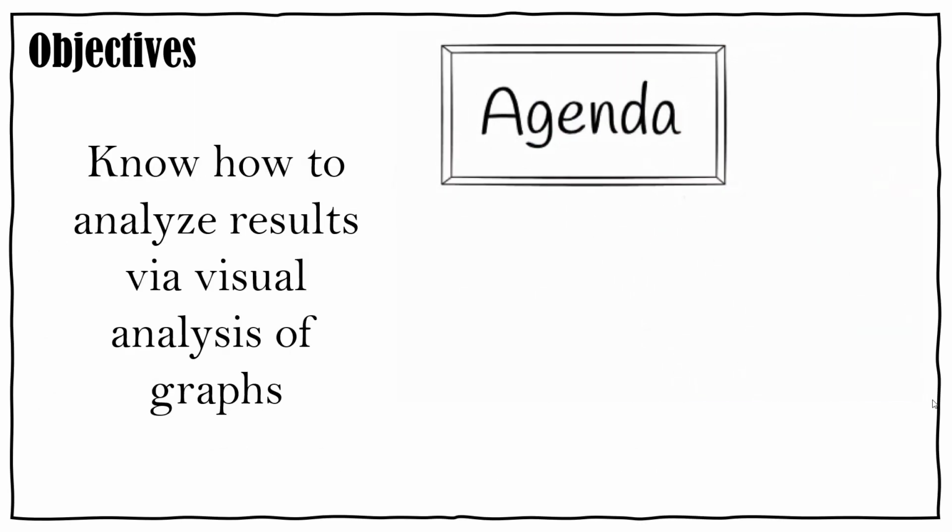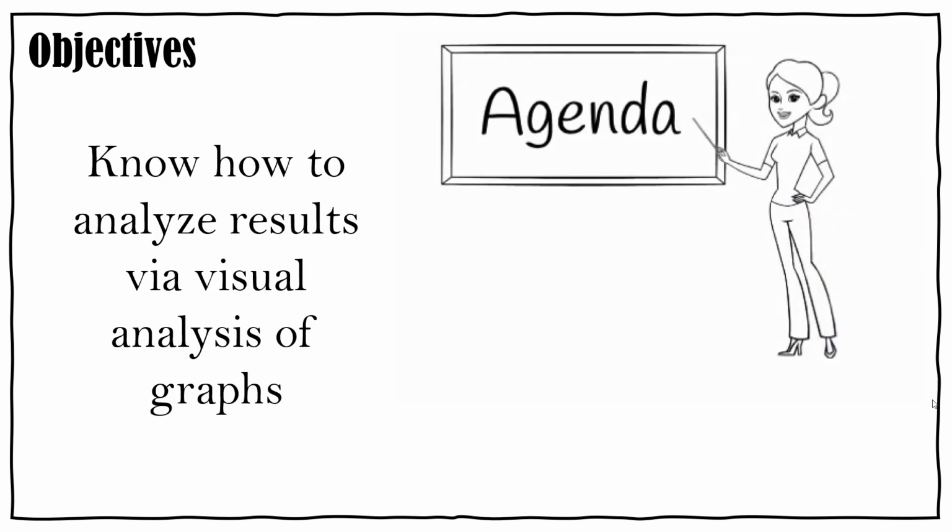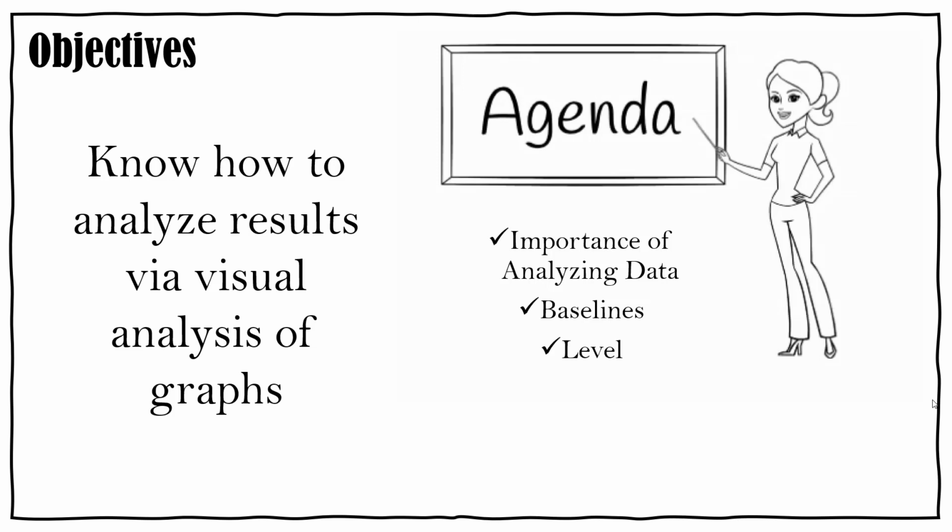For this video, I have one objective for you guys, and that's to know how to analyze results via visual analysis of graphs. So our agenda for today, we're going to talk about the importance of analyzing data. We're going to talk about analyzing data in the baseline phase, and then how to compare the baseline phase data path to your intervention phase data path. And to do that, we look at the level, the trend and the slope, and the variability.